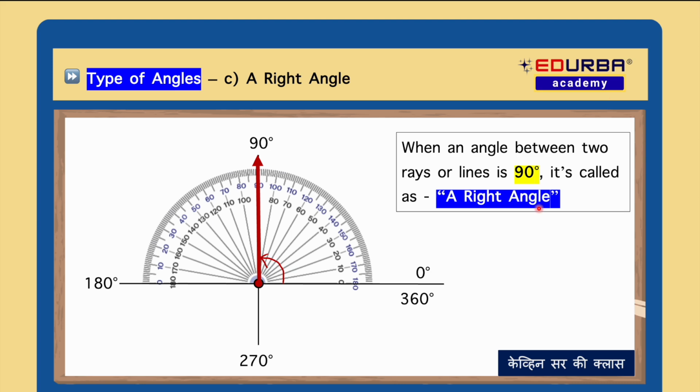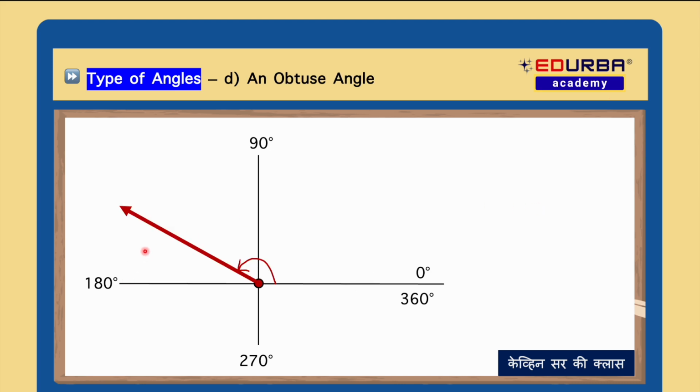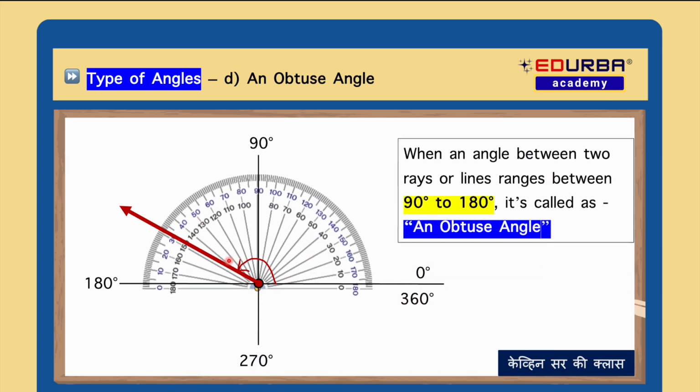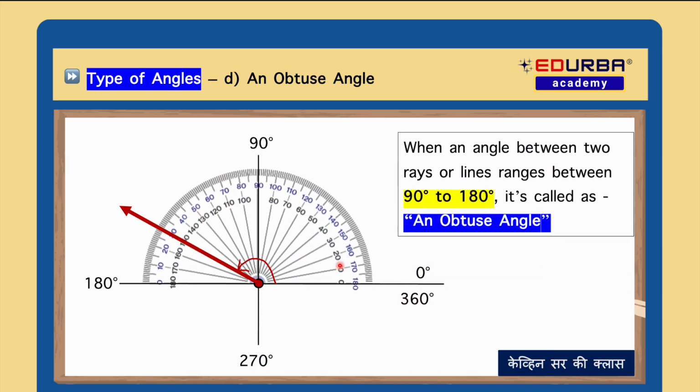Now what if the angle is more than 90 degrees but lesser than 180 degrees? Such an angle is called an obtuse angle. So as you see, this ray is opening with respect to the 0 line in anti-clockwise direction, but this angle looks more than 90 degrees and lesser than 180 degrees. That's why this angle is called an obtuse angle. Now let's measure it with the protractor. We start counting from 0 on the right side, and as you go here, we have an angle of 150 degrees. So 150 degrees comes between 90 degrees and 180 degrees, and that's why this is an obtuse angle.